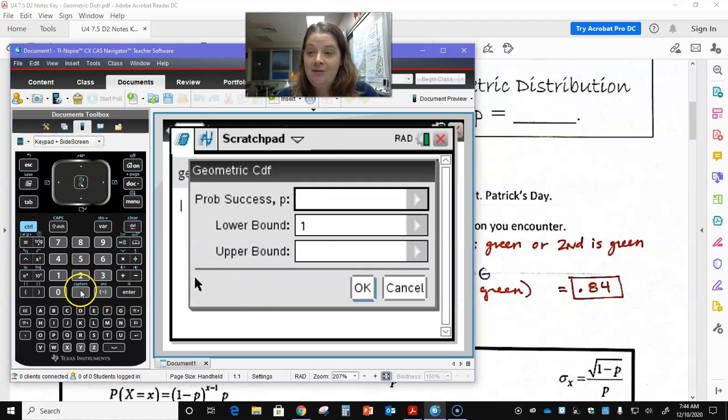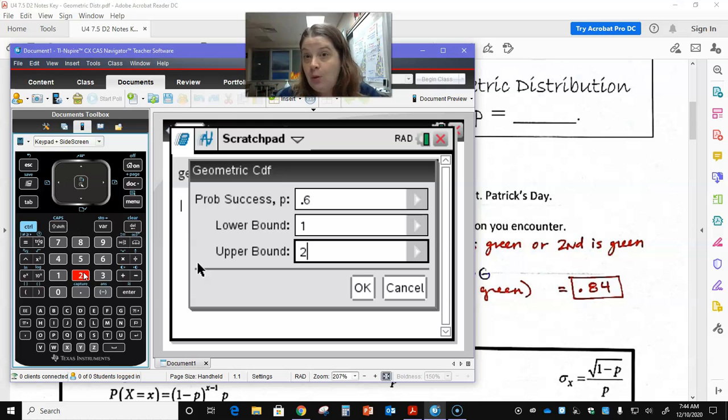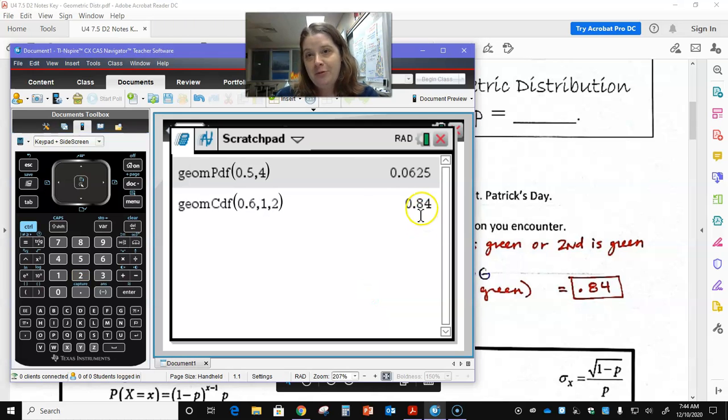So the probability of success for wearing green was 60%. The lower bound was 1, and the upper bound in this case was 2, because I was interested in something happening before the third. So not including the third. I'm going to hit OK, and there's my 0.84.